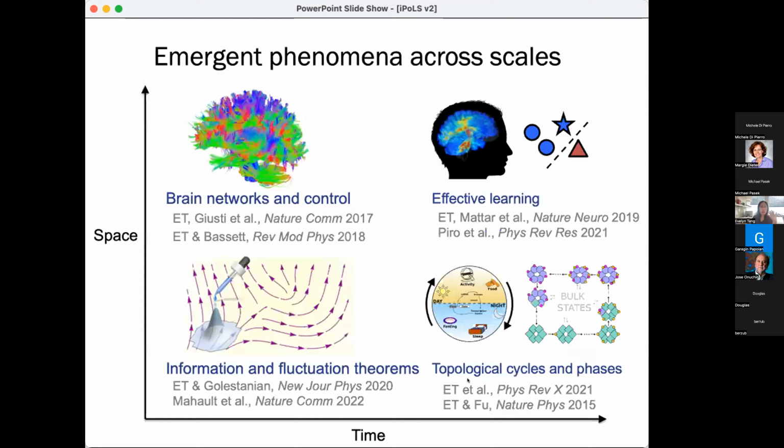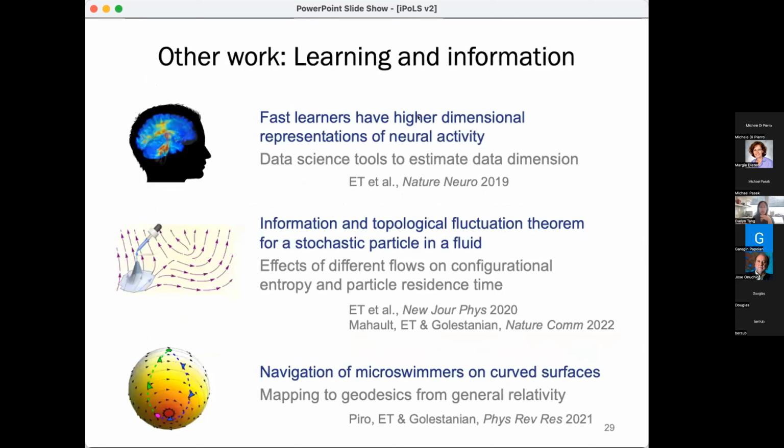This is some different types of work that my group works on. So I was telling you about topological cycles. We've also worked on learning and brain networks, as well as flow fields and fluctuation theorems. So some of these other examples are that we think about learning and information: how fast learners learn, how information propagates in flows, or how navigation can happen on curved surfaces.